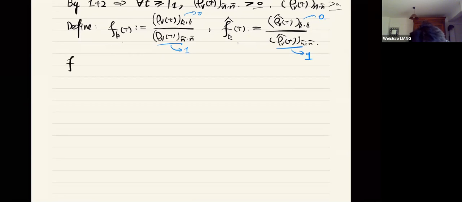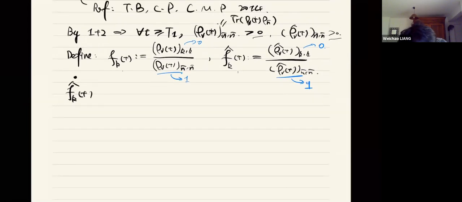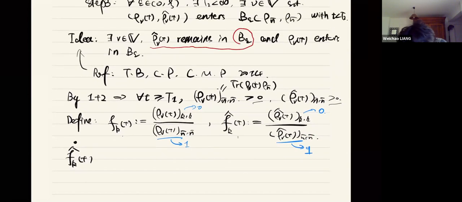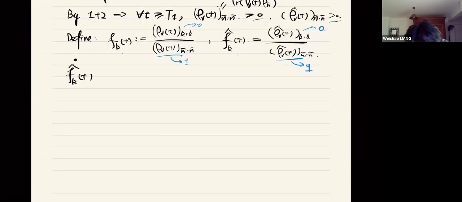Then we calculate the derivative. In the first step, we want to show the rho v hat always remains in this neighborhood. Next we show that at the meantime the actual state rho can enter such a neighborhood. Firstly, we show that the estimated state can remain in that neighborhood. We just calculate the derivative of F K T. That is just some bounded function of rho hat, denoted by theta n-bar hat, rho k.